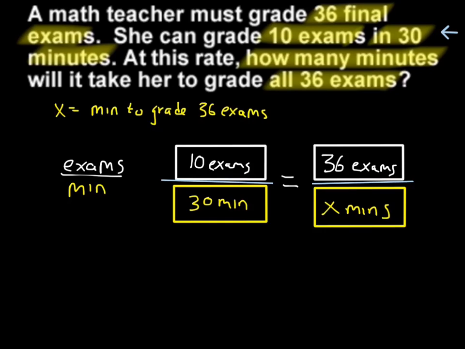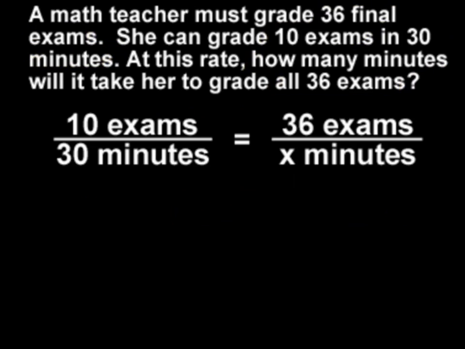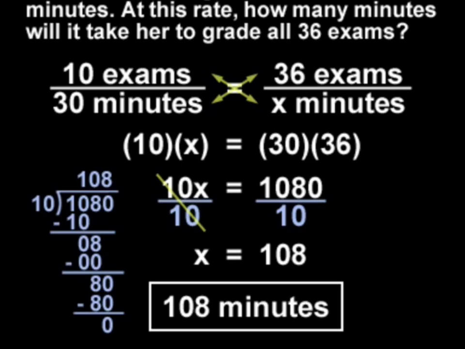All right, so now I'm going to cross multiply. So here's the example written very nice, neat for you in type. So cross multiply and solve. So it will take a total of 108 minutes. All right, so let's try another one.